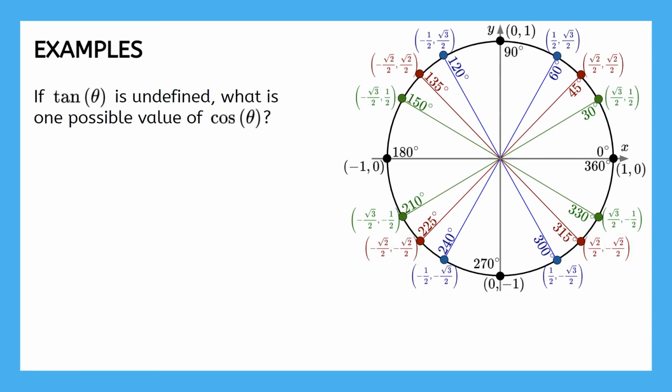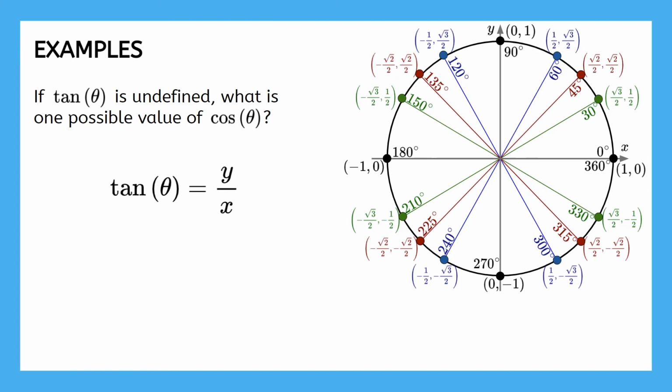Here's one more example for you. If the tangent of theta is undefined, what is one possible value of the cosine of theta? To answer this question, we need to know how the tangent ratio can end up being undefined. Tangent is the y-coordinate over the x-coordinate. So what could happen here that would cause this to be undefined? What number from this unit circle could cause problems if you put it in the wrong place in a fraction? The answer is if the denominator is 0. That's the only way this fraction could end up undefined.